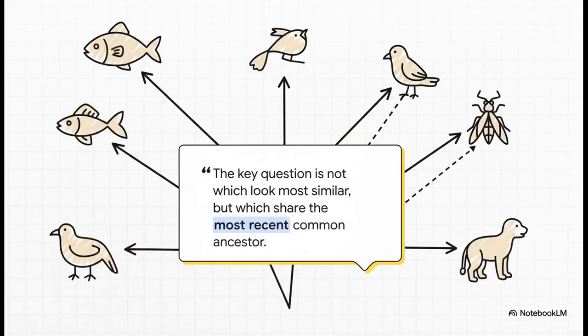So here it is, the absolute golden rule. When you look at one of these trees, you have to force yourself to ignore how similar things might look. Instead, you ask one simple question: which ones share the most recent common ancestor? You find where their branches meet. The closer that meeting point is to the present, the more closely related they are. That's it. That's the whole game.